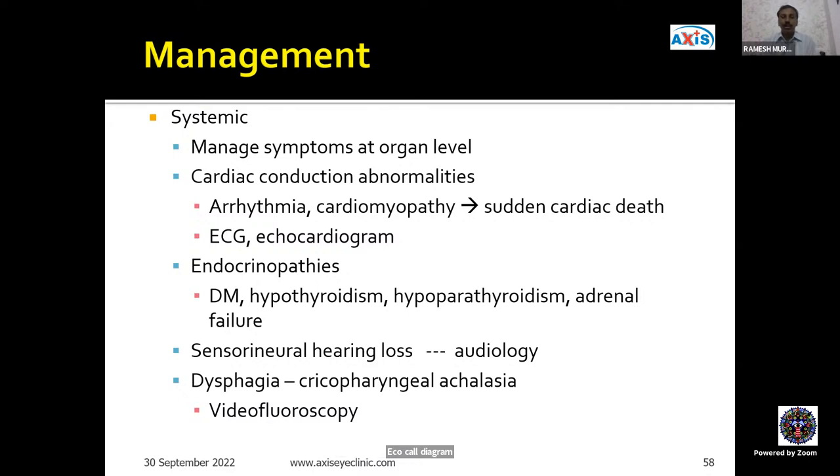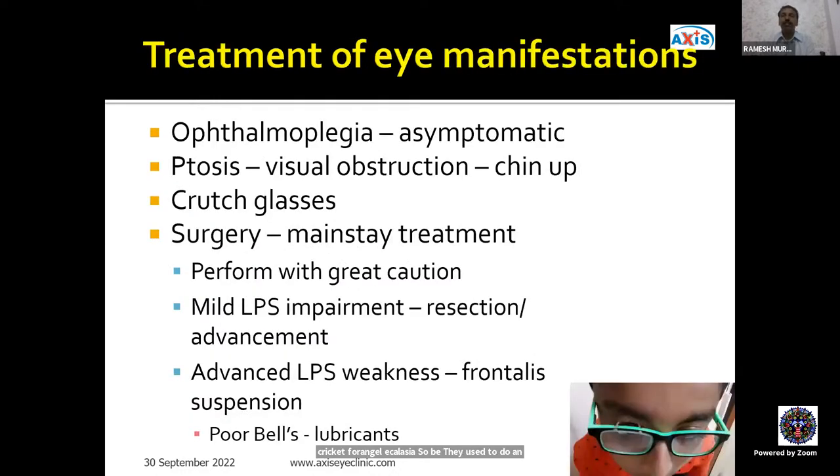Patient may have endocrinopathies like diabetes mellitus, hypothyroidism, hypoparathyroidism, adrenal failure. So they need to be seen by the endocrinologist. Patient may have sensorineural hearing loss, and so they need audiology testing. Patient may also occasionally have dysphagia. So there's usually cricopharyngeal achalasia. So they usually do a video fluoroscopy and they cut the cricopharynx.